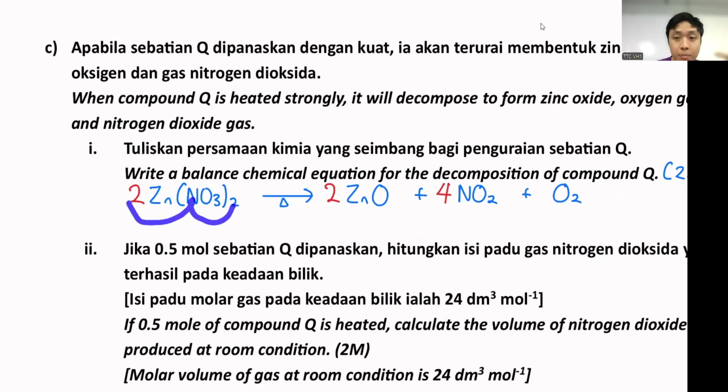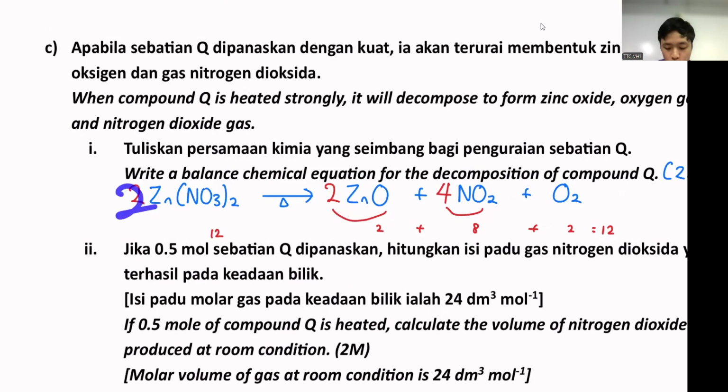2 times 2, 4N. Then you look carefully for the O, just in case you're wondering. O, 3 times 2, 6. 6 times 2, 12. At the right, 2 plus 4 times 2, 8 plus 2, 2 plus 8 plus 2, 12. So you can confirm that this is balanced already. 2, 2, 4.